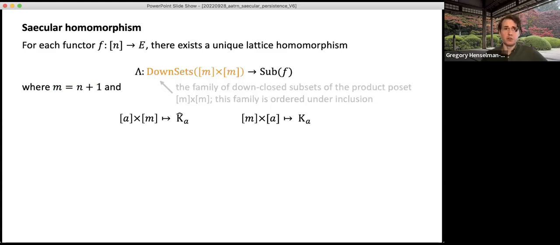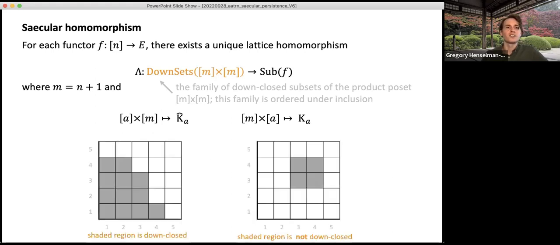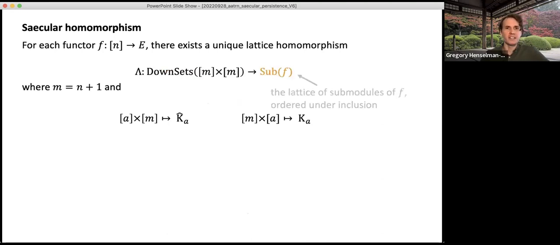And the domain lattice for our homomorphism is going to be the lattice of downclosed subsets of the Cartesian product. So here are two pictures of subsets of the grid. The one on the left is a downclosed region. The one on the right is not downclosed. So the family of downclosed subsets is closed under union and intersection. Those are the corresponding lattice operations for the domain lattice. And that's what it looks like.